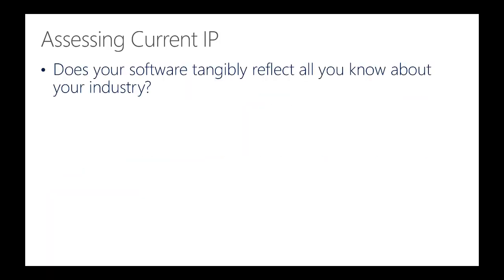The next question is, does your software tangibly reflect all you know about your industry? Have you made an effort to actually document the things that you know about the industry? Are you making an effort to keep track of changes in the industry? Do you follow trade magazines or blogs, or are there rules about the industry that are important to implement in your software? Do you have a list of those requirements? And can you point to your software and point out features that meet those requirements?